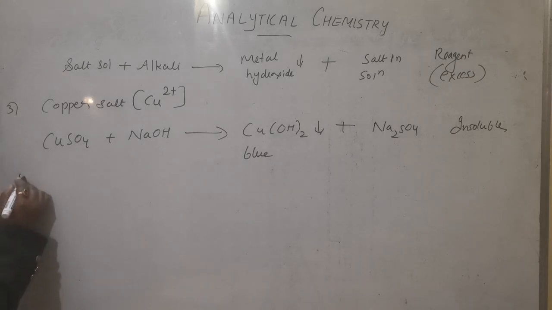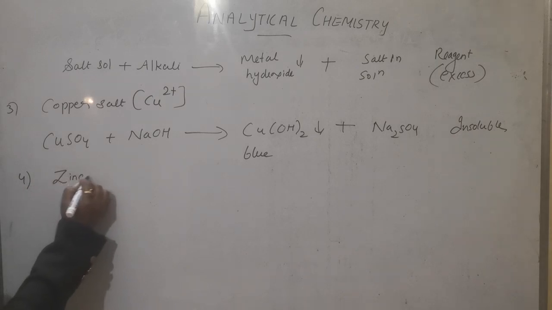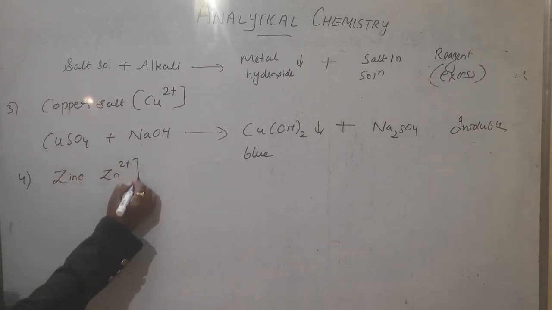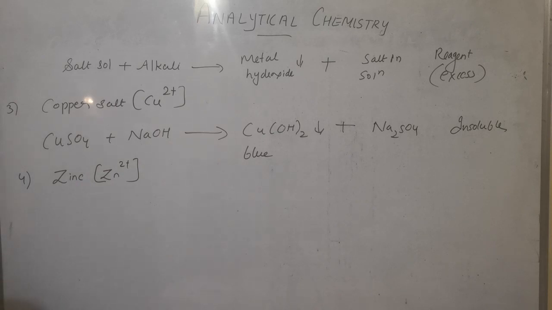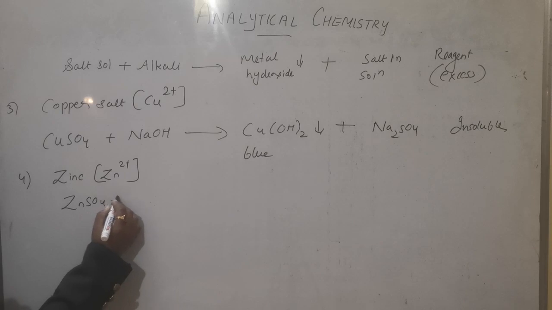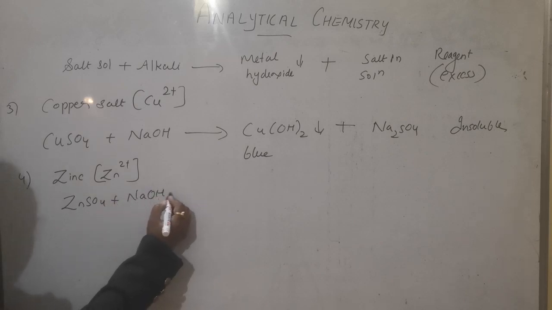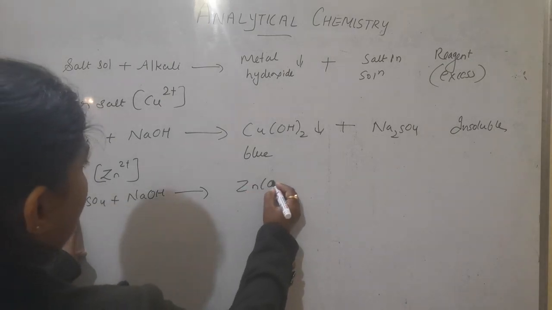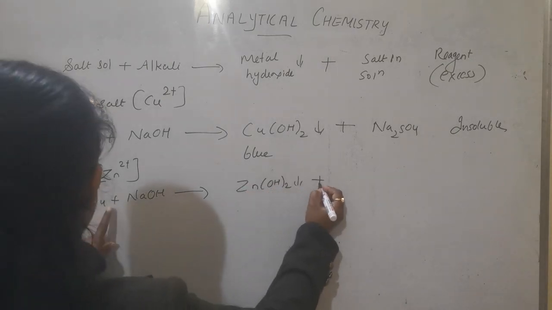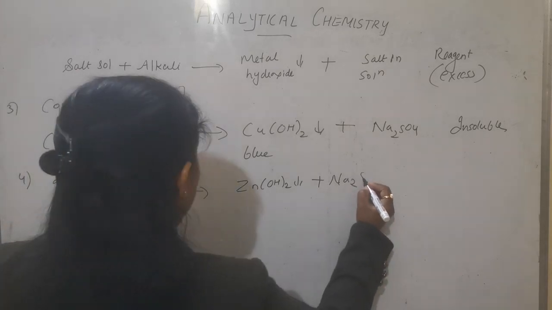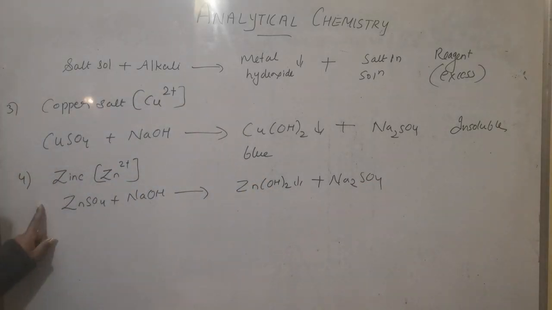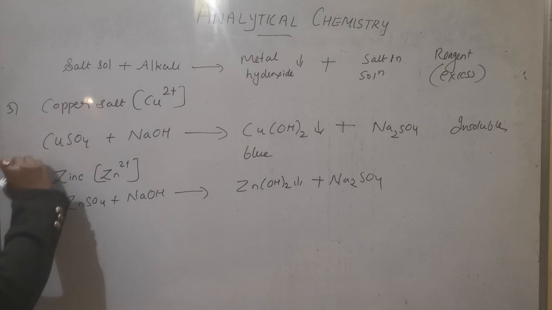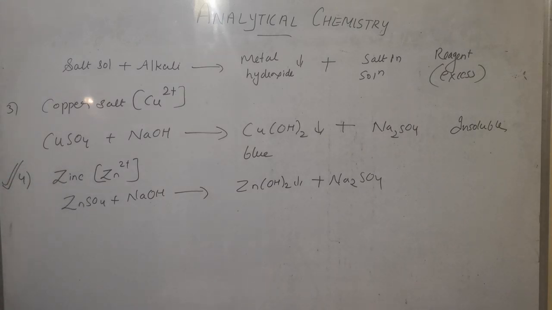Next is zinc. Symbol is Zn in +2 valency. We'll take ZnSO4 and we'll add NaOH to it. So form the metal hydroxide, Zn(OH)2 and Na2SO4. So this is a special case because its hydroxide will get dissolved in excess of NaOH.